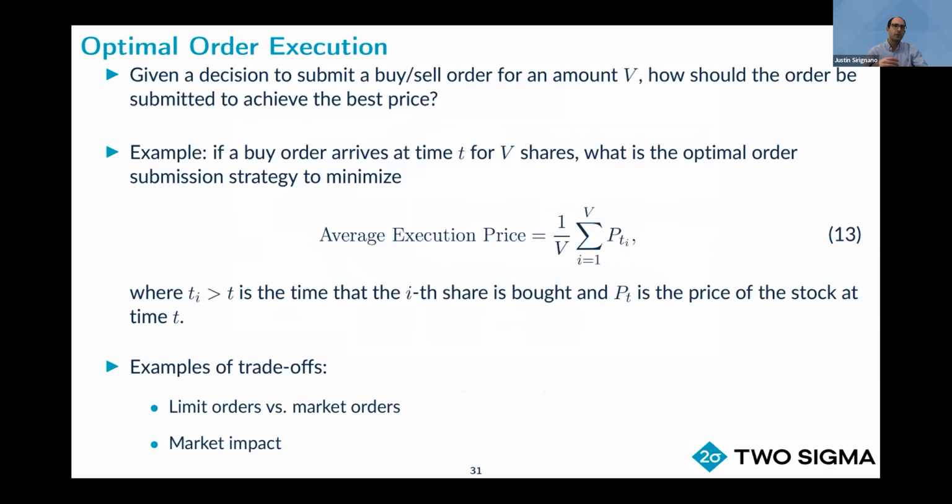In the second example in this presentation, we will use reinforcement learning to develop order submission strategies. Optimal execution tries to address the following question. Given a decision to submit a buy or sell order for V shares, how should the order be submitted to achieve the best price? For instance, for a buy order, one would like to minimize the average execution price in equation 13. Deciding how to submit the overall order is a challenging problem. The overall order can be broken up into smaller submitted orders, and one can choose whether to submit limit orders or market orders. The times and sizes of the orders can also be chosen.